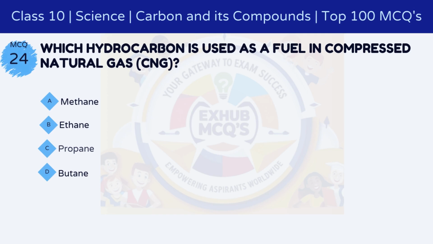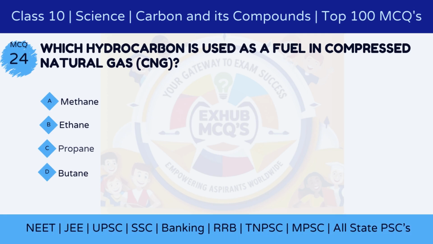MCQ 24. Which hydrocarbon is used as a fuel in compressed natural gas, CNG? Option A, methane. Option B, ethane. Option C, propane. Option D, butane.